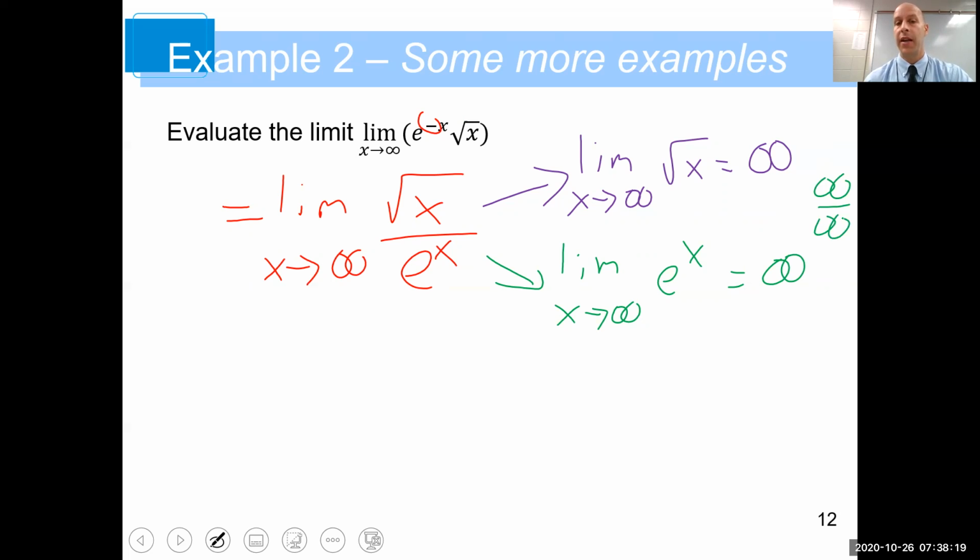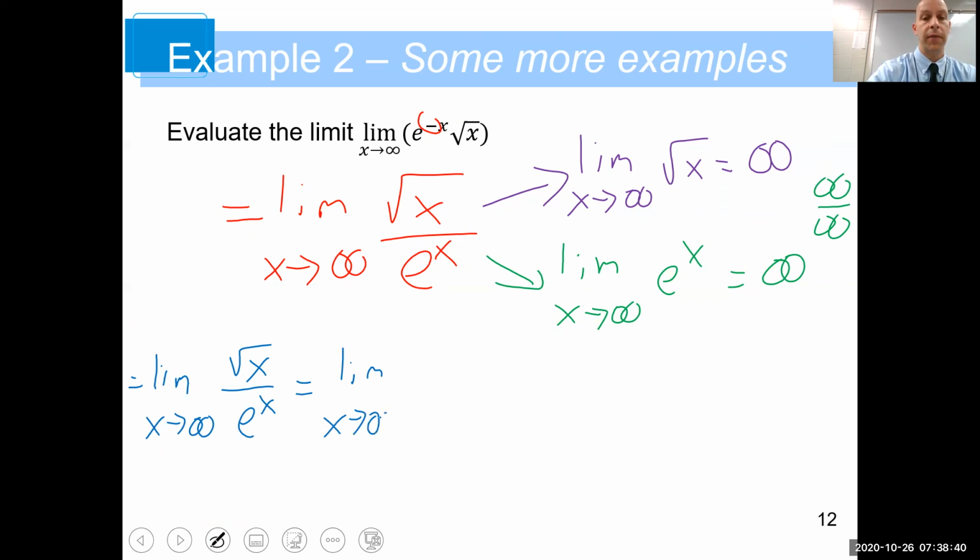So this is going to be a good example of when we're going to want to use L'Hopital's rule. So let's go ahead and do that. So this limit, the limit as x goes to infinity of the square root of x over e to the x, is going to be equivalent to the limit as x goes to infinity. Now I've got to do the derivative of the square root function. Remember, the square root of x is the same thing as x to the 1/2, and that's going to give us 1 over 2 square roots of x for that guy. The denominator is just e to the x.